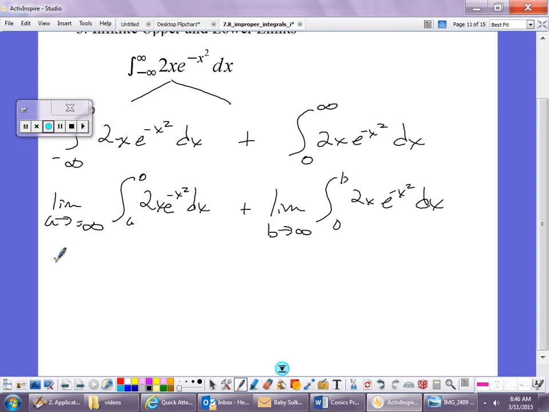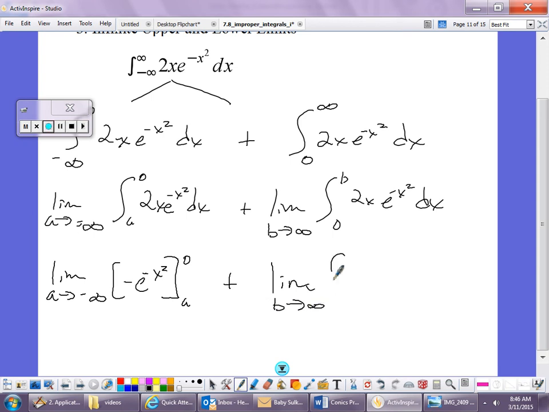So I end up with the limit as a goes to negative infinity of negative e to the negative x squared. If you don't believe me, you can work it out on your own. No reason to believe me; obviously, I'm wrong about as often as I'm right. And plus the limit as b goes to infinity of the same antiderivative, negative e to the negative x squared, from 0 to b.